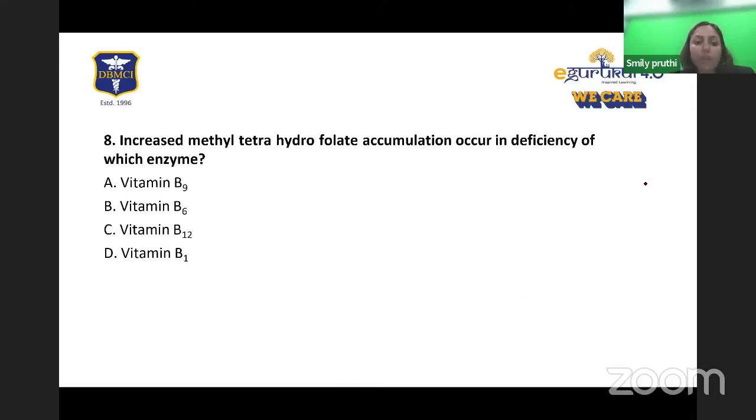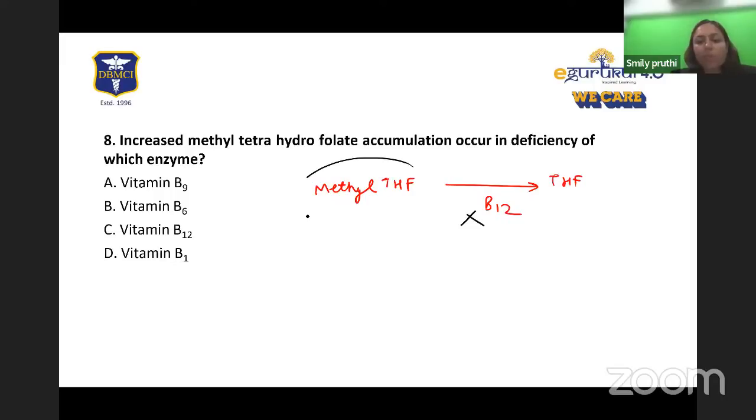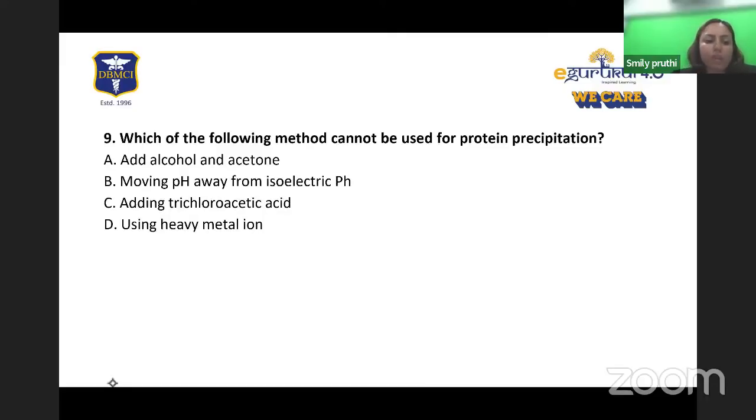Then increased methyl tetrahydrofolate accumulation occurs in deficiency of which enzyme? Methyl tetrahydrofolate gets converted to tetrahydrofolate with the help of vitamin B12. So in B12 deficiency, methyl tetrahydrofolate will be accumulated. Answer is B12 deficiency.